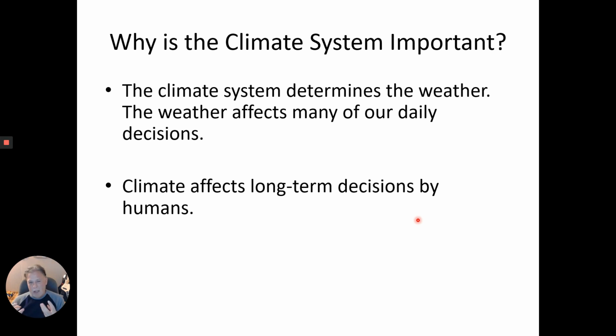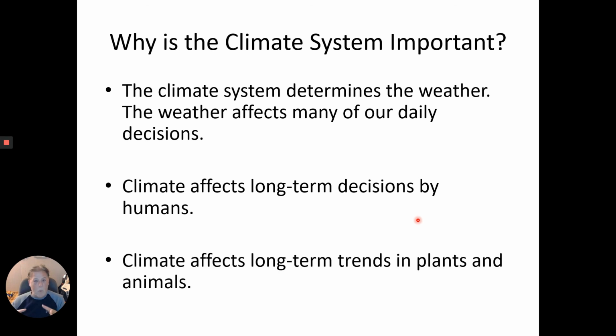But then if you look at climate, the climate affects long-term decisions by humans. Like, what plants can we grow in this area? What animals are going to be here? So when climate changes and we get global warming, we are taking plants and animals out of their environment. Because if they like a cool climate and it starts to warm up, they're going to have to go somewhere else where it's cool for them.